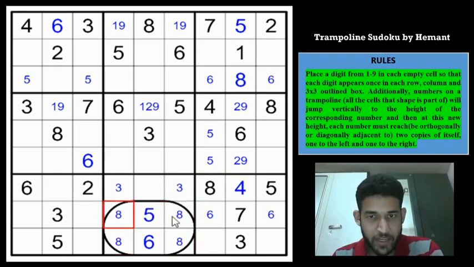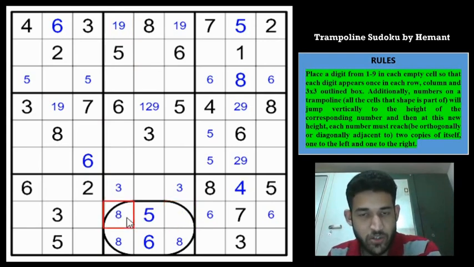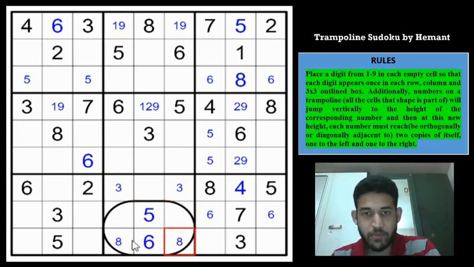But 8 can't be in here, right? Because if 8 is in these two cells, then 1, 2, 3, 4, 5, 6, 7 and it has to jump outside the grid. So 8 cannot go into any of these two cells. So 8 must be in one of these two cells. So if you have an 8 here, 1, 2, 3, 4, 5, 6, 7, 8.